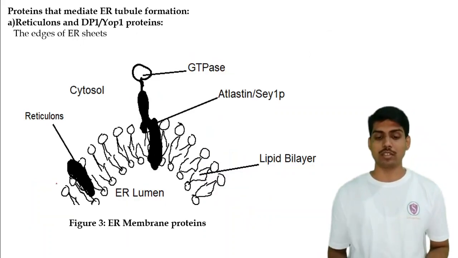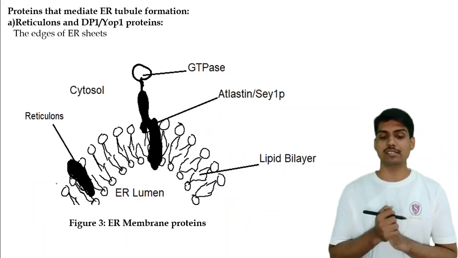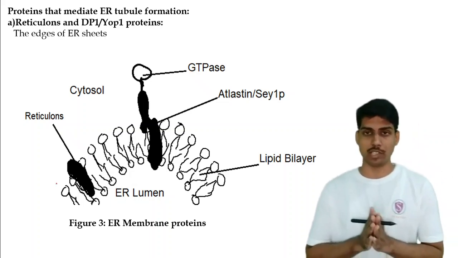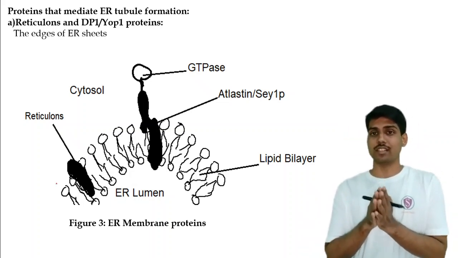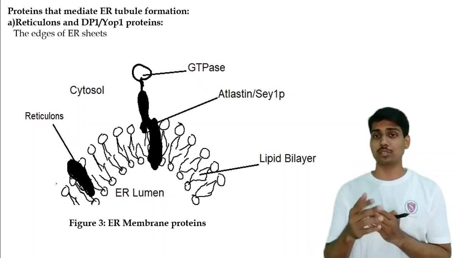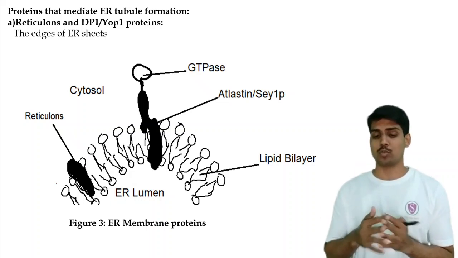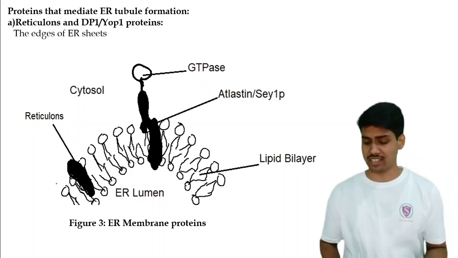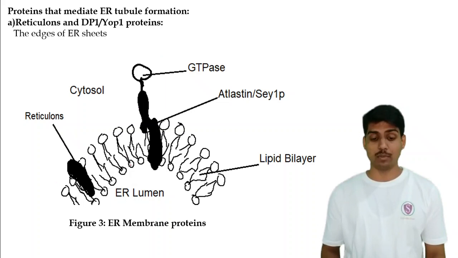Okay. So the next part is related to the structure of the endoplasmic reticulum. As we know, it is a kind of sac and also a tubular network. So how does the network form? How does the structure of this endoplasmic reticulum form? Let's see with the help of this diagram.